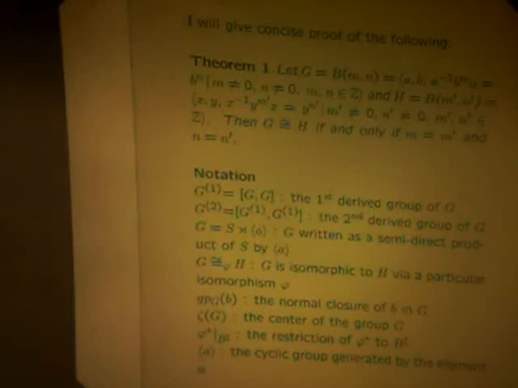Now again, remember that this is for any particular integer. The notation, this is just the first derived group, G', the second derived group, G'', a semidirect product of S by the infinite cyclic group in this case, because there's no element of finite order. And then we have G isomorphic to H via a particular isomorphism phi, and normal closure, the center of G, and the restriction of phi star.